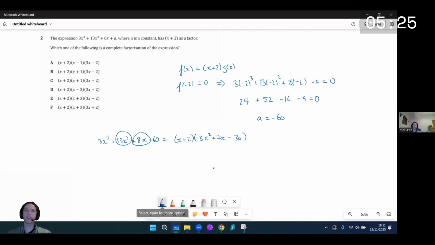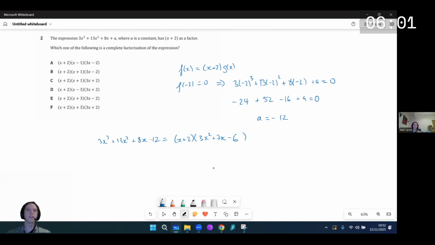Oops, maybe I calculated a wrong. Let me see. So 3 times minus 2. Oh yeah, sorry, that's minus 24. Whoops. So minus 24 plus 52 minus 16, that's 12. So a is minus 12. Which means that this here is minus 6. Which means that, does the x term work? The x term is 8. That's 14 minus 6. Yes, that is 8.